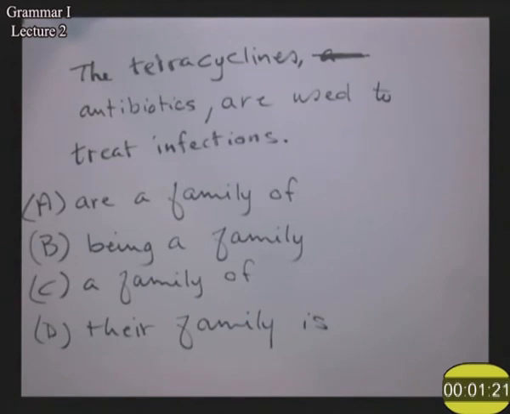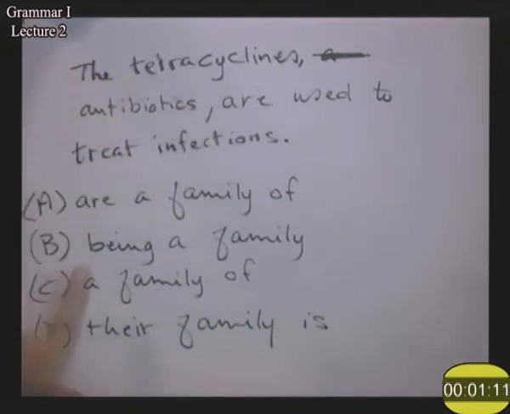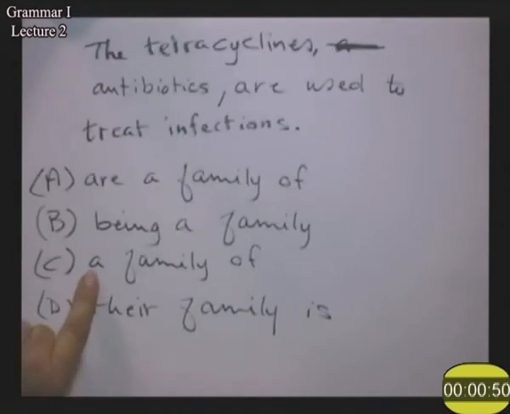طيب لو قلت the tetracyclines are a family of antibiotics are used، لا، الفعل ده عندي يبقى انا I cannot use this verb. The tetracyclines being a family antibiotics، ما أقدرش أقول a family antibiotics. A family of antibiotics. طيب لو بصيت على choice number 3: the tetracyclines a family of antibiotics are used to treat infections. The tetracyclines their family is antibiotics.